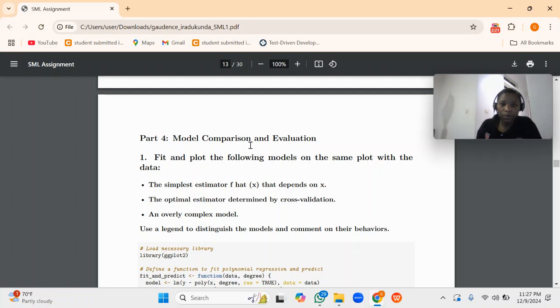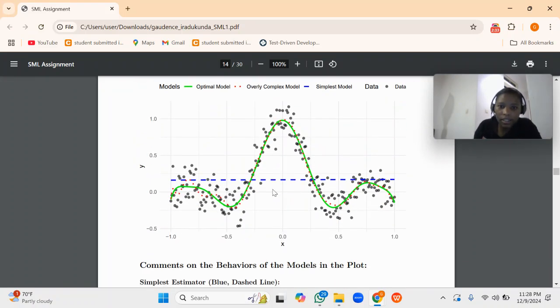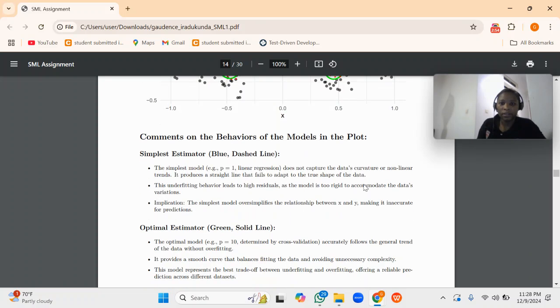By doing model comparison, I set the simplest one to have degree 1, the optimal 10, and the complex one 20. I have seen on this graph that the simplest model is just a straight line and doesn't fit well with the data. The complex one and the optimal one are almost the same and fit well with the data, but the optimal one is still the best one.